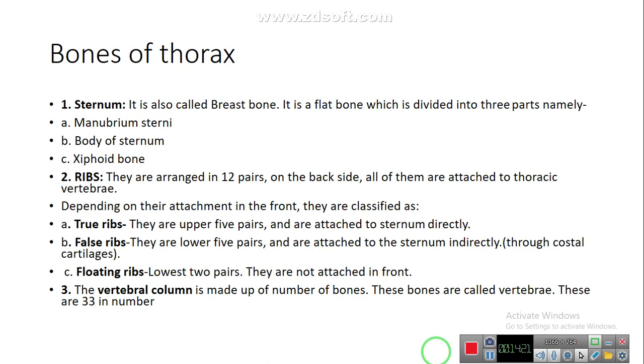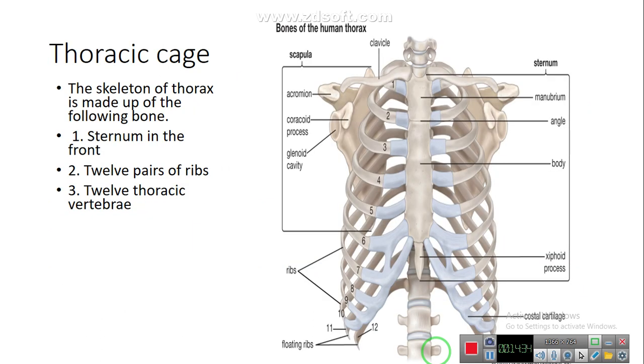Now comes to the bones of the thorax. Number 1 is the sternum, which is also known as the breastbone, and it is the flat bone which is divided into 3 parts, namely the manubrium sterni, body of sternum, and the xiphoid bone. Here you can see the manubrium sterni, body of sternum, and this is the xiphoid bone. So these are the 3 bones which make the sternum of the thoracic cage.